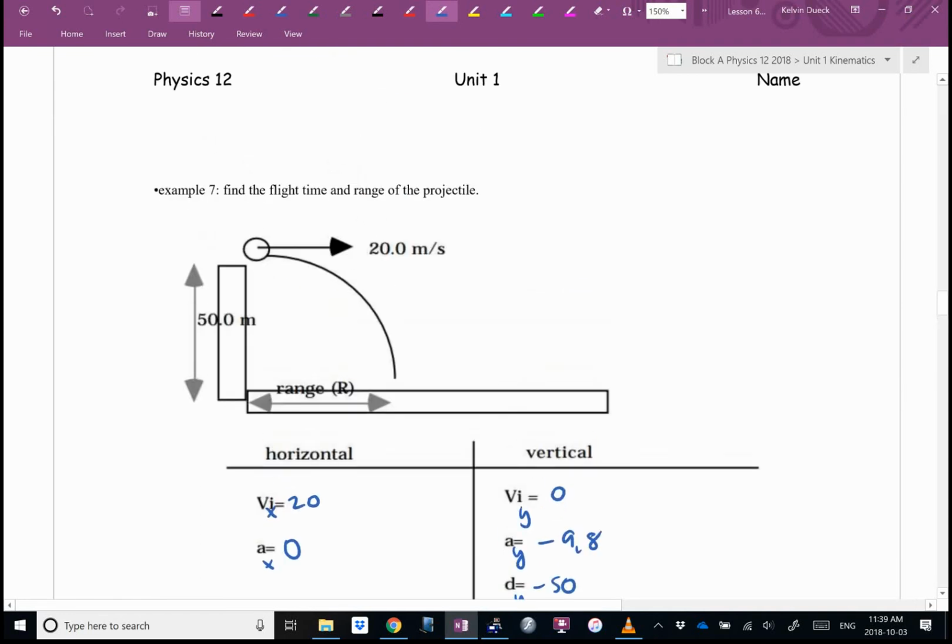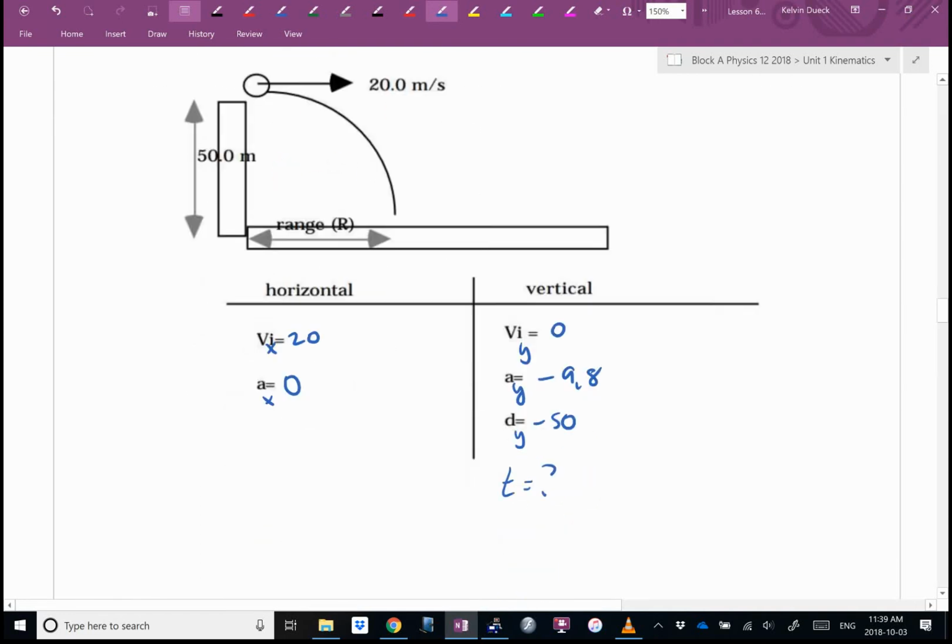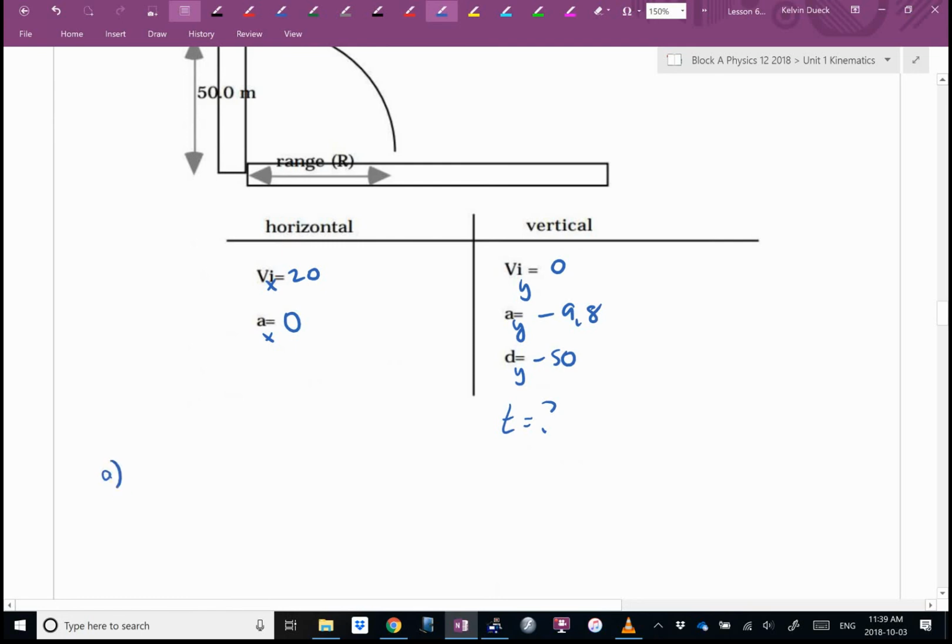Now, I'm going to get a little organized. I'm going to put the letter A above flight time. I'm going to put the letter B above range, and I'll do A right here. I have my data listed here, so I'm not going to relist it. Making sure I only use vertical now. I'm looking for an equation that has a VI, an A, a D, and a T in it. There is one.